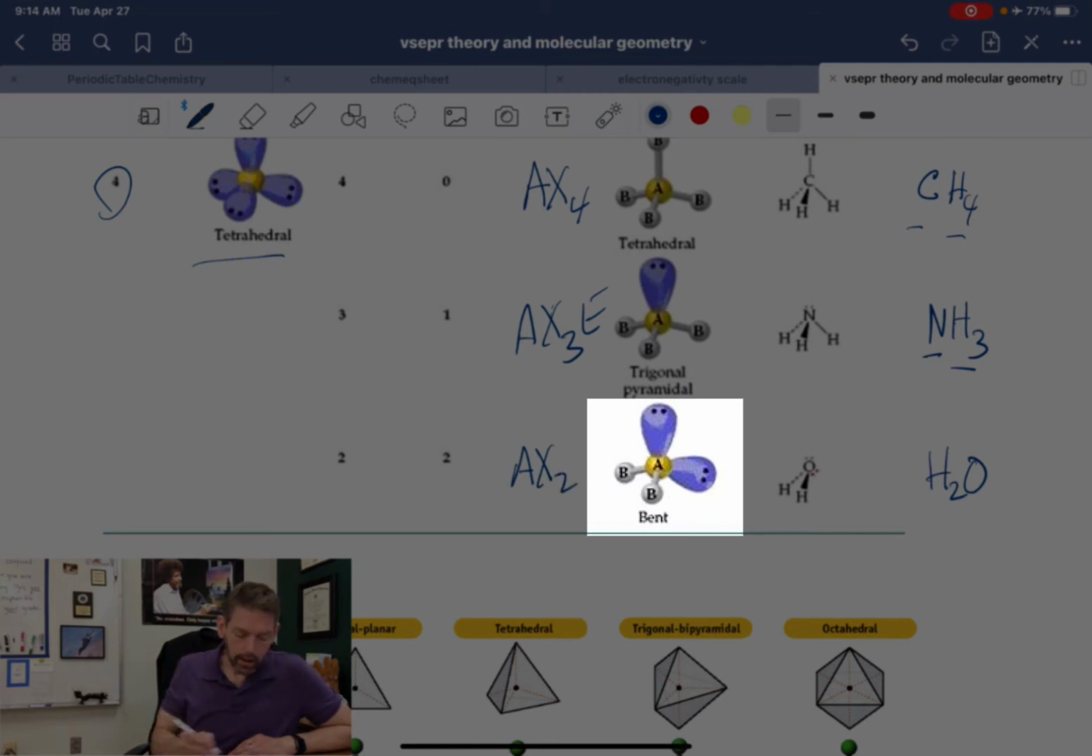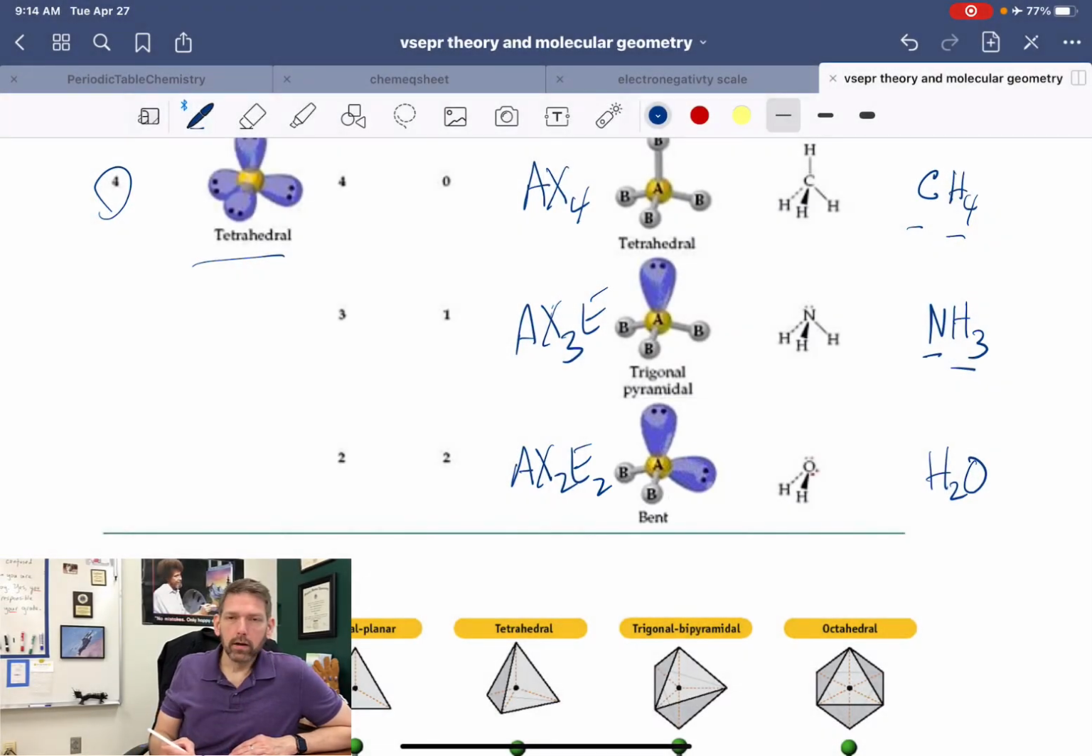And then you've got the 2 lone pairs, so that would be E2. All right. Now, water is one of those where there's the A and then there's the X. But as a rule of thumb, remember hydrogen tends to show up first in a lot of molecules where we're working with acid and base.